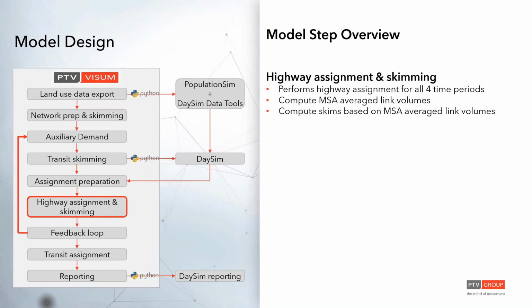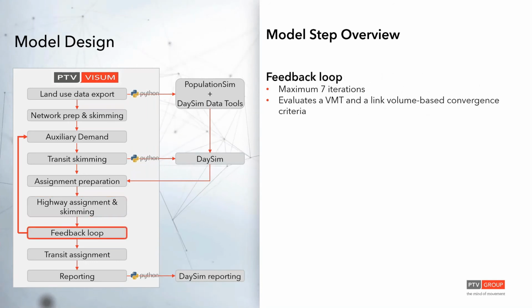And after each assignment, the link volumes are averaged for better stability, or for equilibration of the model system. And then skims are computed based on those averaged link volumes. And then after that, the convergence is checked.